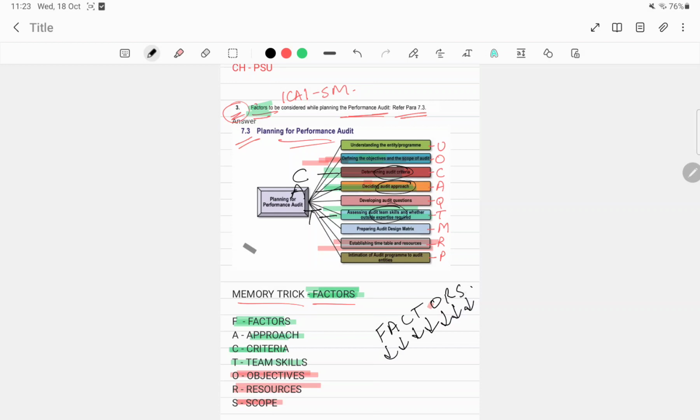So factors: from F you can remember the question itself, from A you can remember deciding audit approach, from C you can remember deciding the audit criteria, from T deciding the audit team skills, from O deciding the scope and objectives of audit, from R you can remember deciding the resources, from S you can remember deciding the scope of audit. This way the 6 points you learned easily.